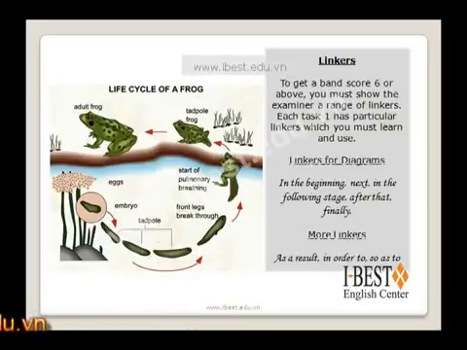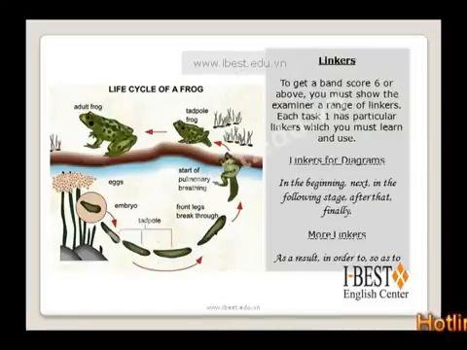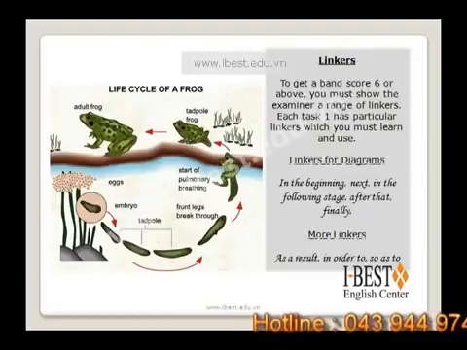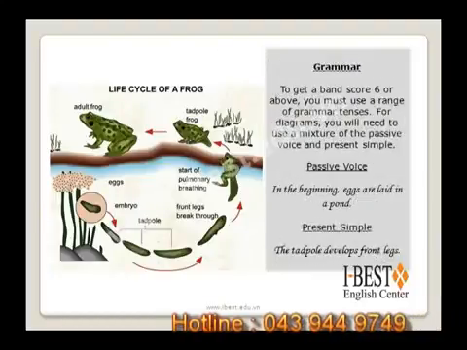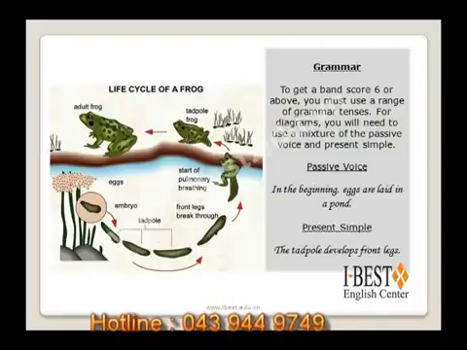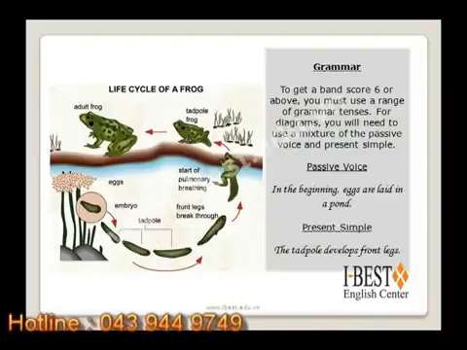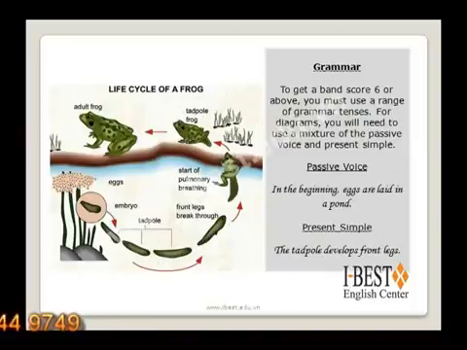Remember, to use linkers well, you do need to see how they're used grammatically. They must be spelt correctly and used grammatically correctly. Looking at grammar, if you're aiming for a band score 6 or above, you need to show the examiner a range of grammar tenses. For diagrams, you'll need to use a mixture of the passive voice and present simple.